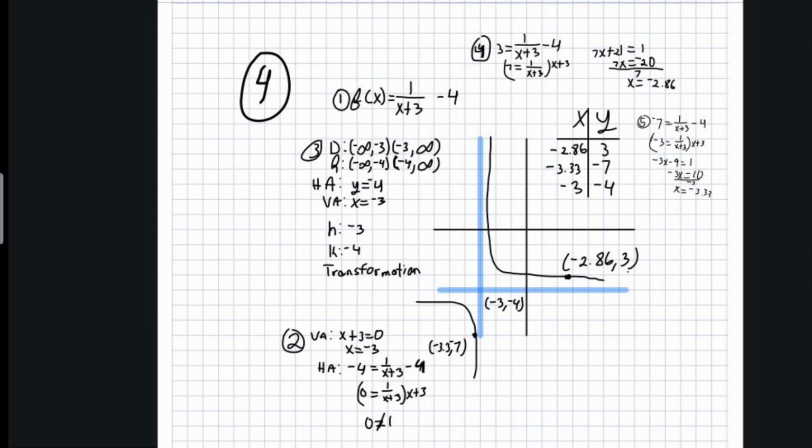So I plugged in 3 for y, and then I solved, and I got negative 2.86. So I graphed that on my graph. And then for the fifth step, I did the same thing, but for another important point, and I got negative 3.33. So I graphed that too, and I made the lines. Another important point was the point where the two asymptotes met. And I put that on my little chart. And that's how you do problem number 4.